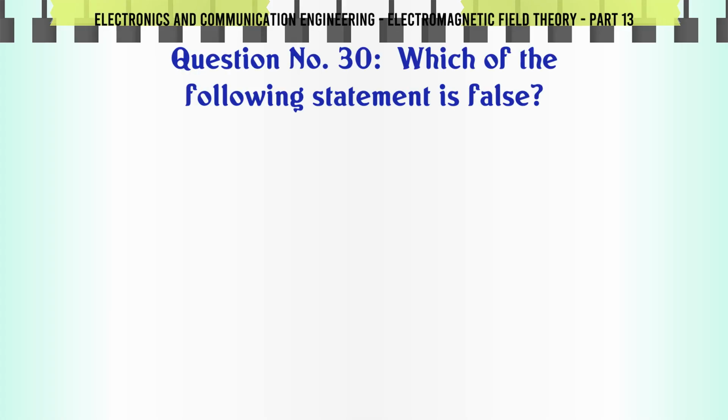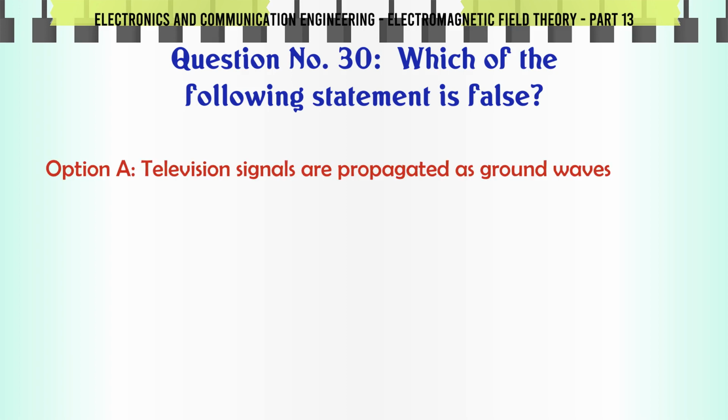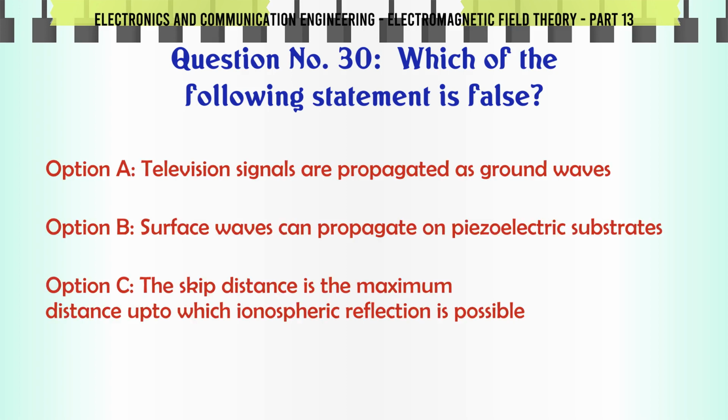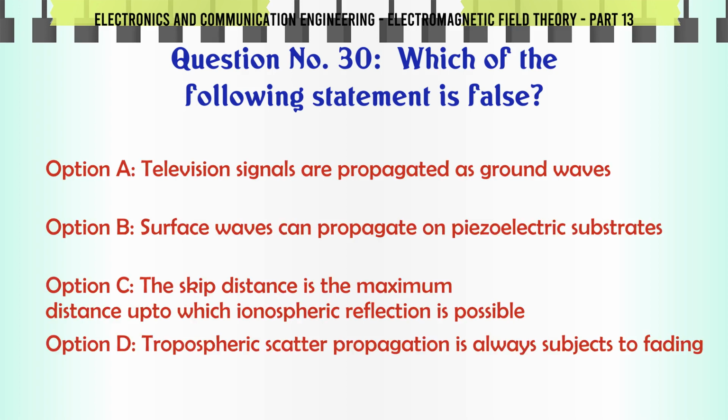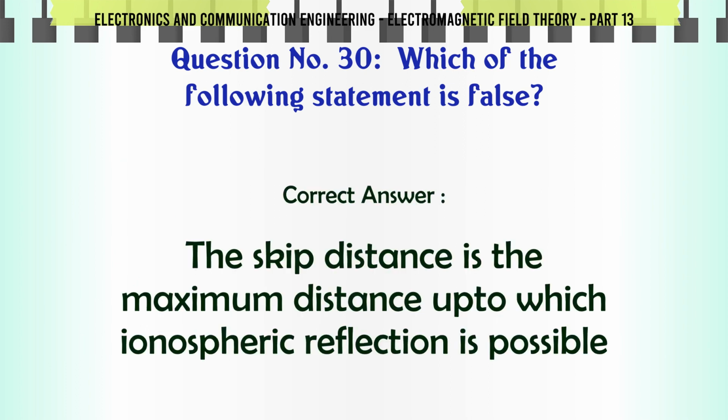Which of the following statements is false? A. Television signals are propagated as ground waves. B. Surface waves can propagate on piezoelectric substrates. C. The skip distance is the maximum distance up to which ionospheric reflection is possible. D. Tropospheric scatter propagation is always subject to fading. The correct answer is the skip distance is the maximum distance up to which ionospheric reflection is possible.